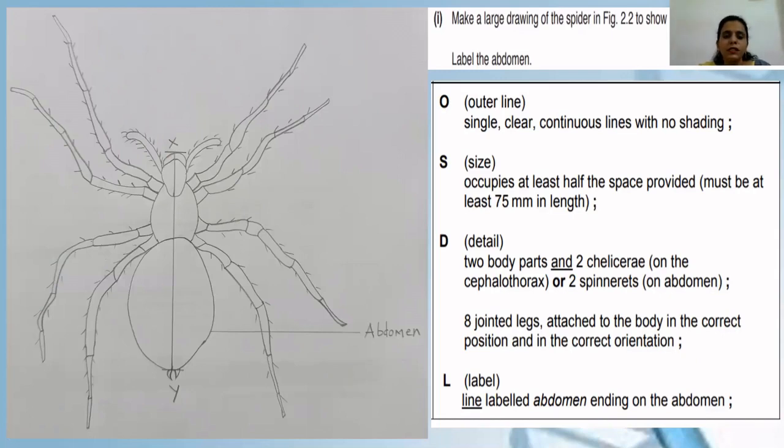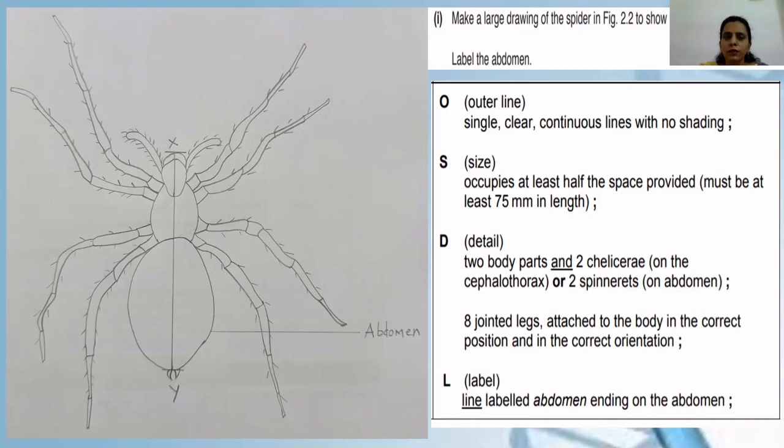Okay, and the last mark is awarded for labeling. It was already given in the question itself that the person is supposed to label the abdomen. So the abdomen is being labeled. A single clear line is made using a ruler, and this line on the left side is touching the abdomen. So make sure that the label line touches the part which is being labeled. Fine, I hope all these points about making a biological diagram are clear to you.